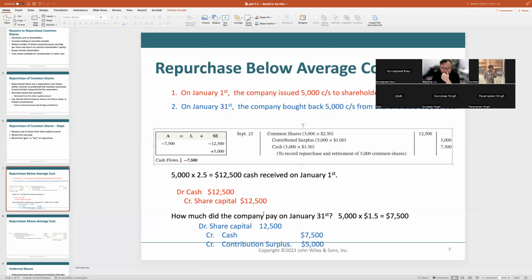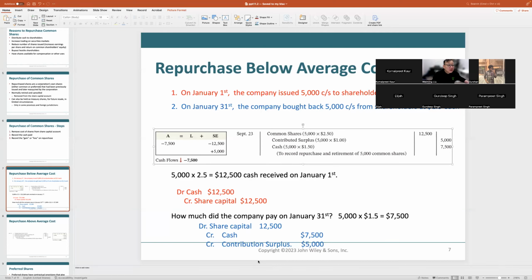And why is it a contribution surplus? Basically, the company sold the share for $2.50, but bought it back at $1.50. So the company is making $1 profit. I won't say profit, like a gain, right? And 5,000 shares, each $1 per share. That's why you have a surplus of $5,000. So that's your money, right? Therefore, it's equity. That balance increased. So that $5,000 is part of the shareholders' equity. And we have a name called contribution surplus.